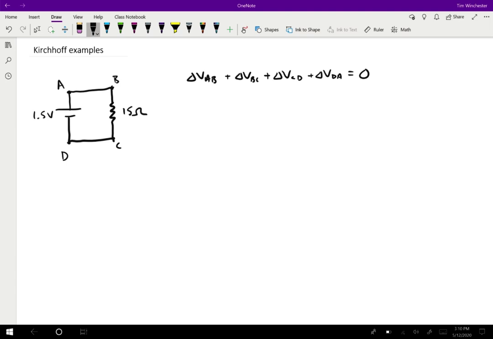That's the rule. Okay, and the delta V from A to B is just going to be 0 because there's just a wire connecting them. So delta V for a wire is equal to 0. And that's also true for CD. So between C and D, nothing interesting happens. The potential difference is 0.